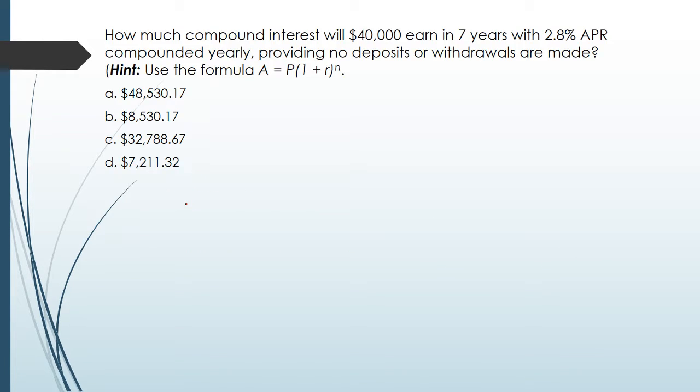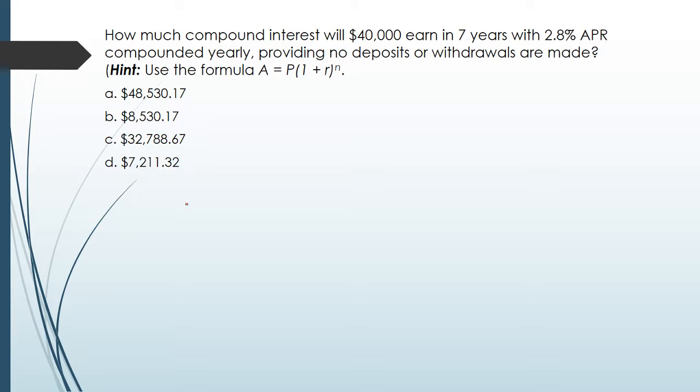So here goes the question that was in your study guide. It says, how much compound interest will $40,000 earn in 7 years with a 2.8% APR compounded yearly, providing no deposits or withdrawals are made? The hint says to use the formula A equals P times 1 plus R to the power of N, and that's the same formula we had earlier.